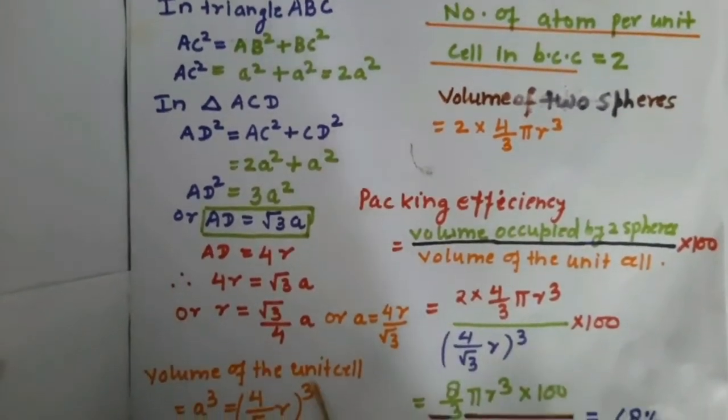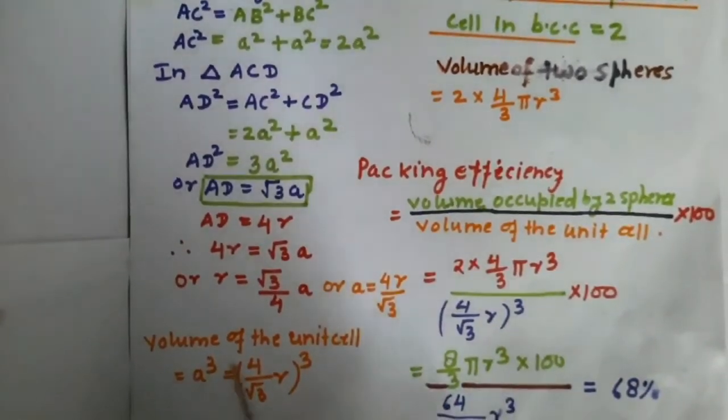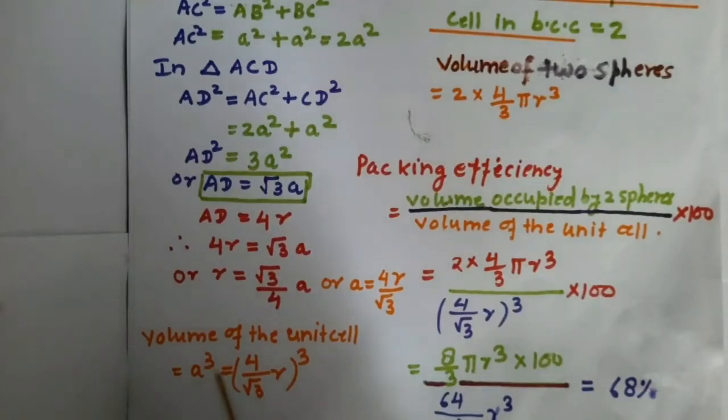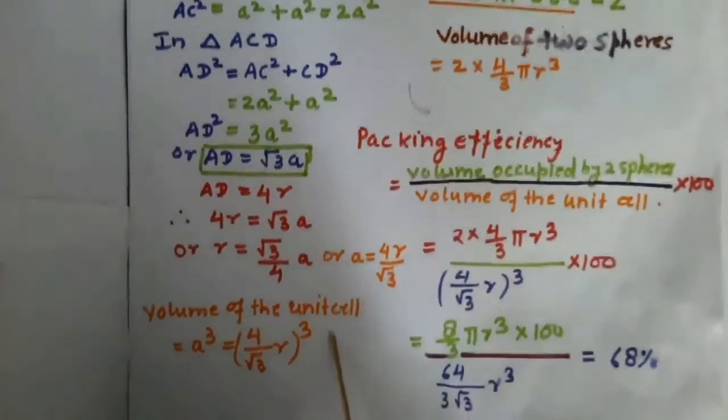Now let us calculate the volume of the unit cell. Volume of the unit cell, that is cubic unit cell, is equal to a cube. And if we substitute a in terms of r, which is equal to 4r upon root 3, the volume of the unit cell will be equal to (4r upon root 3) whole raised to the power 3. That is, a cube is equal to (4 by root 3 r) whole cube.